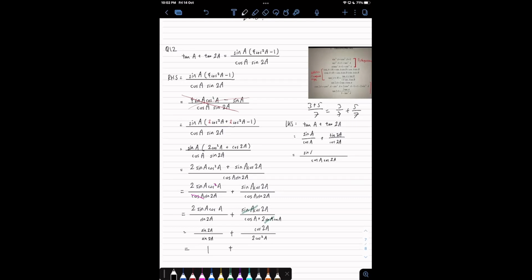Then we get sine a times cosine 2a plus, let's see, what is this? Sine 2a times cosine a. Agree so far? Very good. Let's start to compare with the left-hand side. Just now we had cosine a sine 2a. Now it's cosine a cosine 2a.